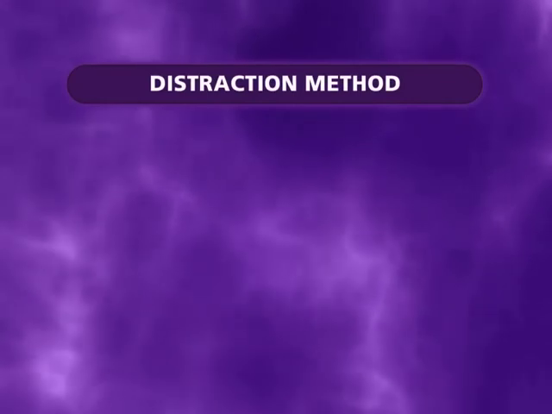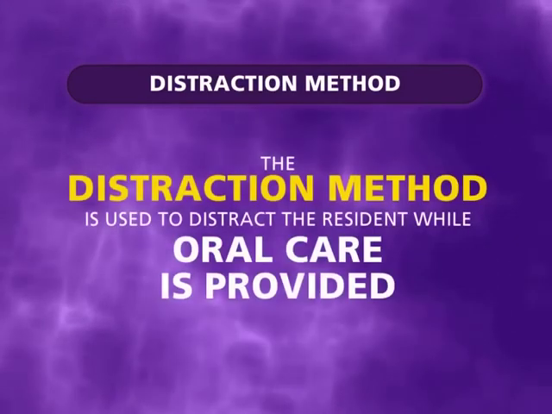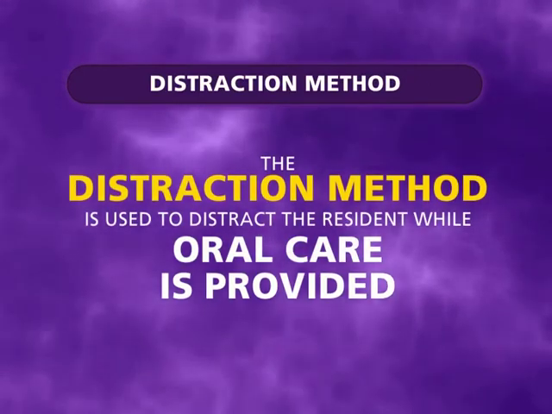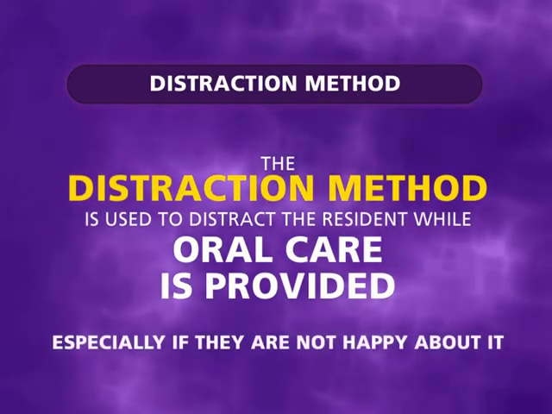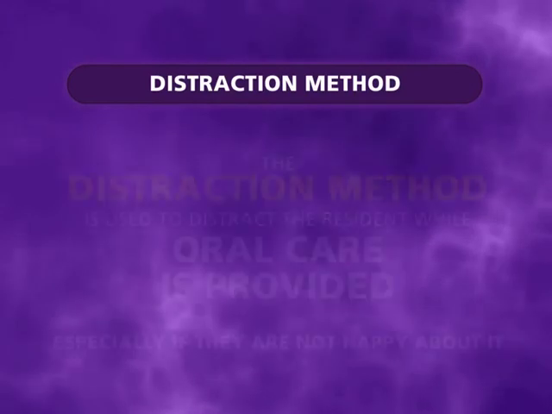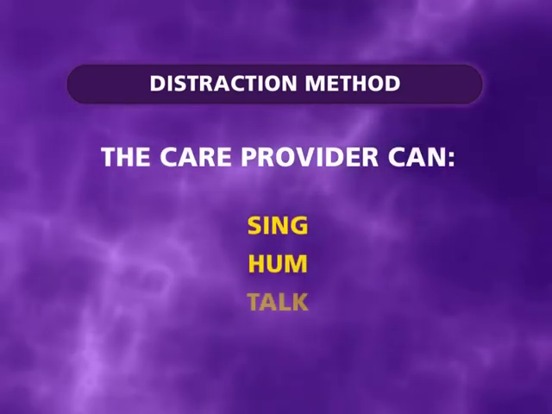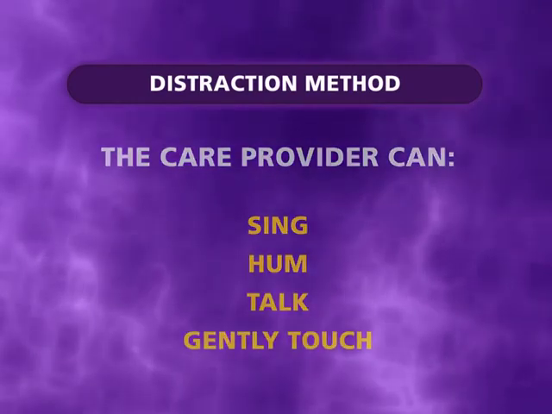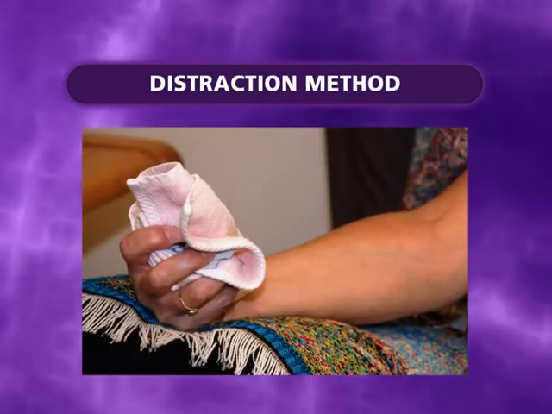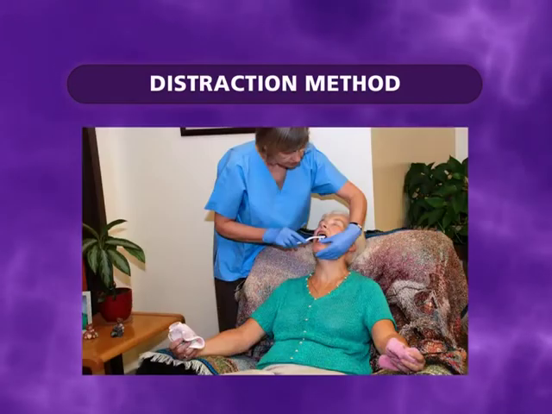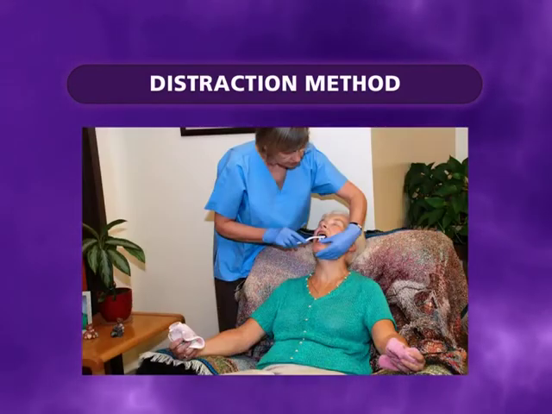Distraction method. The distraction method is used to distract the resident while oral care is being provided, especially if they are not happy about having it done. The care provider can sing, hum, talk, or gently touch the resident. If the resident is grabbing at things with their hands, give them a face cloth to hold in each hand to keep them busy while you perform their oral care.